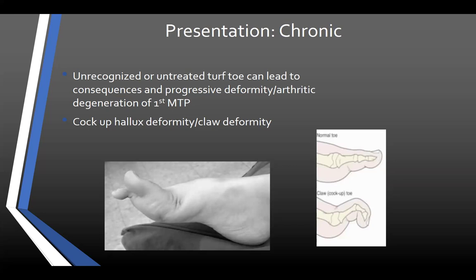One thing also to note is that in the chronic presentation, the patient may present with a specific cock-up hallux deformity or somewhat of a claw toe. This occurs due to the instability of the metatarsal joint that causes it to extend, but the pull from the flexor hallucis longus puts the IP joint into flexion, and that's what causes this appearance. But in a true chronic setting, this is often more of a reconstructive procedure as opposed to a turf toe procedure, as we will talk about.